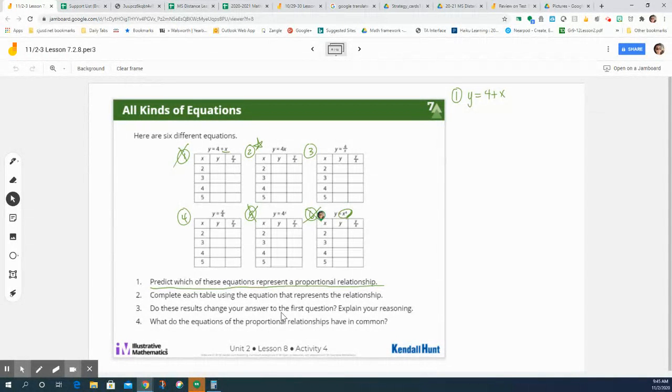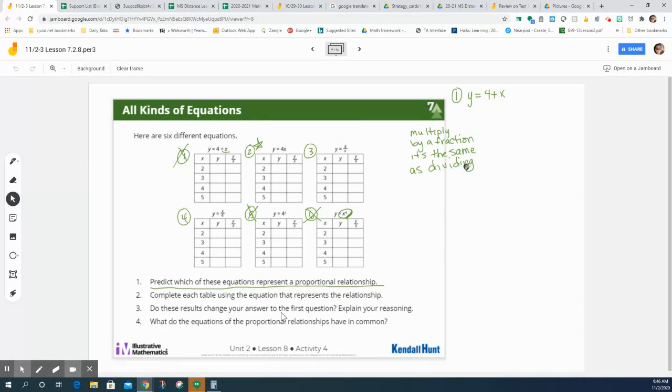All right, so now we need to figure out whether 3 and 4 could be proportional. So let's think about what it really means. Remember that when we multiply by a fraction, it's the same as dividing by that number.